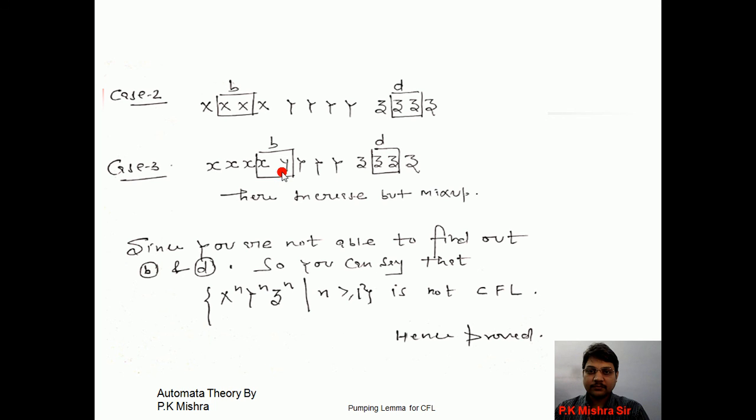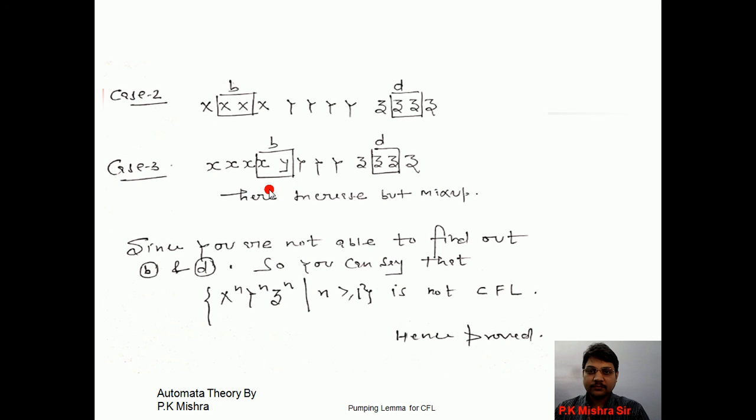Then if we pump b and d 2 times, it is 3 times x, then xy, 3 times y, and 6 times z; that is, 3 times x followed by xy, x followed by y. Now after pumping b and d 2 times, whatever string is generated is not a part of the given language. Means the third condition is not satisfied.